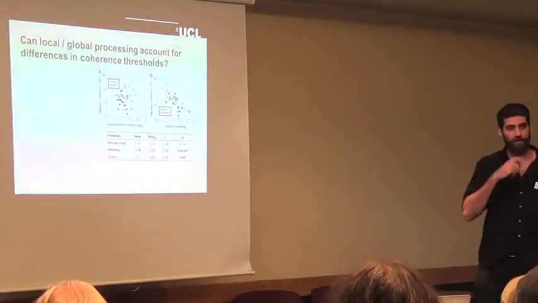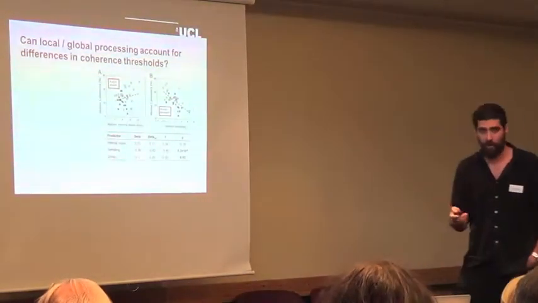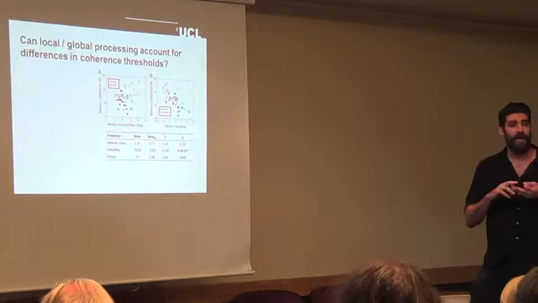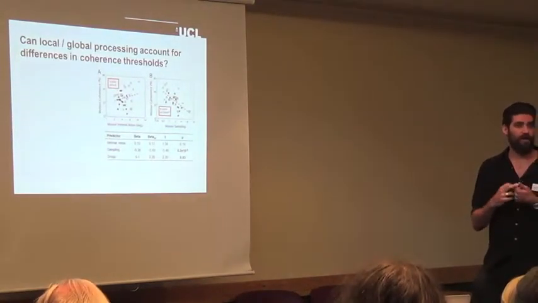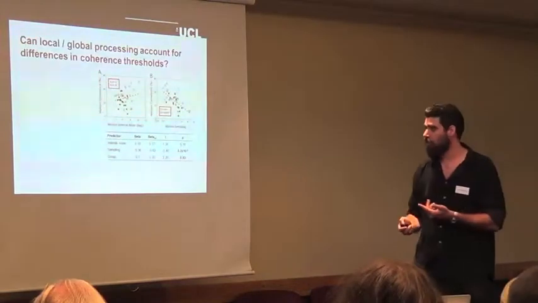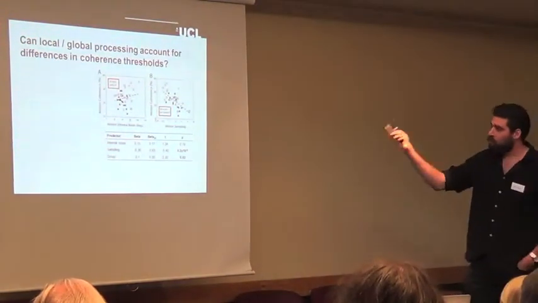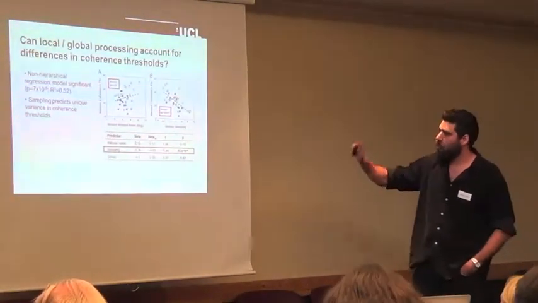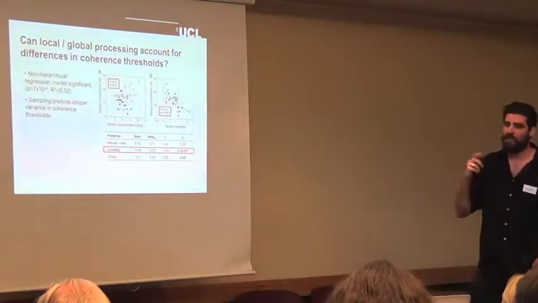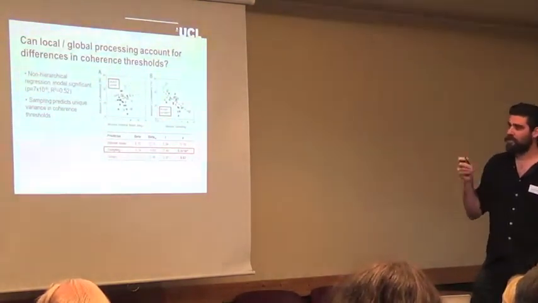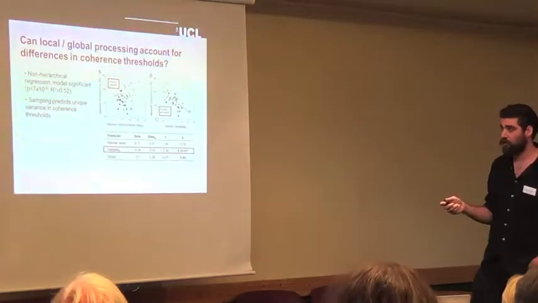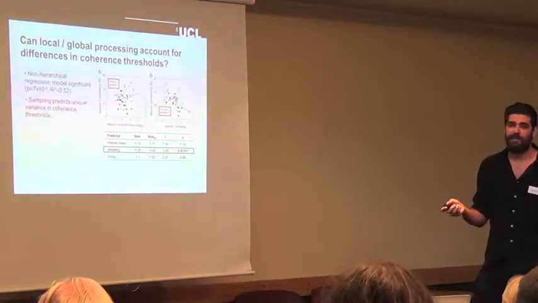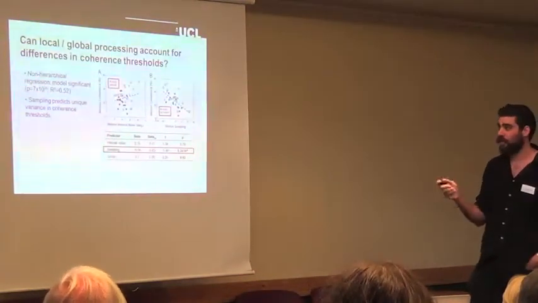Next, what we wanted to look at was to put this information in a regression model. There were three predictive variables that we wanted to see: internal noise, sampling (so global pooling), and group. In other words, whether you are a migraineur or a control is able to predict coherence thresholds. It's a non-hierarchical regression model where we put all the parameters into the model at once. It's highly significant and predicted 52% of the variance in coherence thresholds.